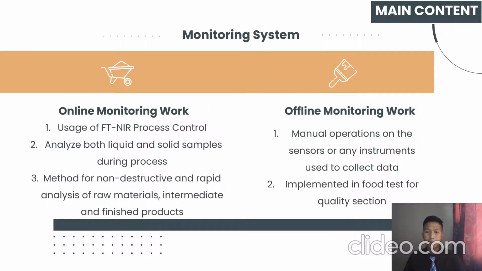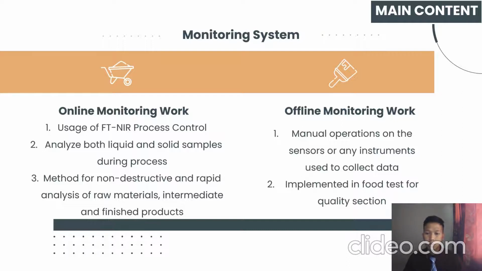For the monitoring system, there will be 2 types, which are the online and the offline monitoring work. Online monitoring work uses the FT and IR process control. It is basically used to analyze both liquid and solid samples during the process. For raw materials, intermediates and also the finished product, non-destructive tests and rapid analysis will be used as methods implemented in the online monitoring work.